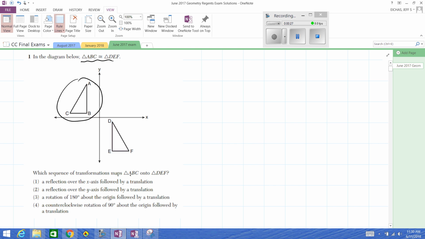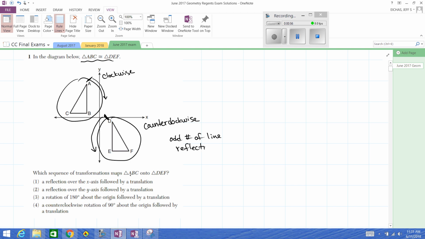The reason that we can be certain is from A, as we travel to B, then to C, you're looking at a clockwise arrangement of the letters. We call that orientation. And then when we go D, which is corresponding to A, over to E to F, what we did was we switched that to a counterclockwise orientation. So an odd number of line reflections must have been used. So there's at least one line reflection, and it has to be an odd number in total.